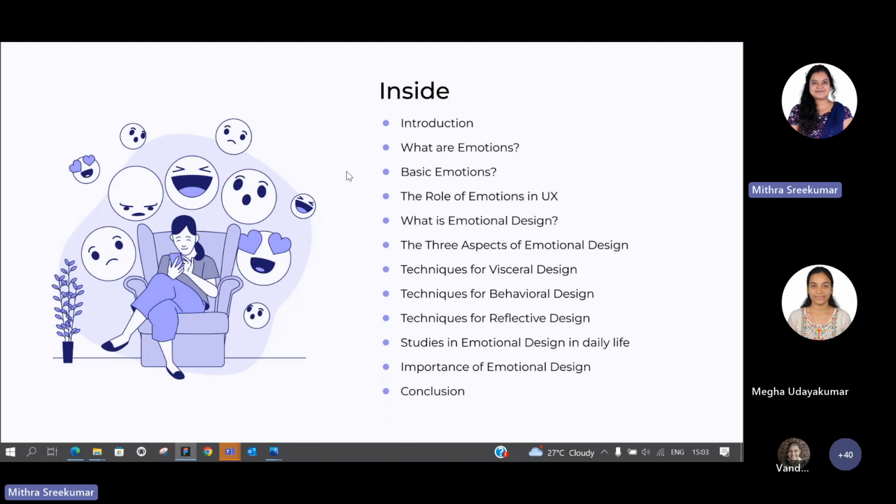My topic today is emotions and UX design. So, these are the topics that we are going to discuss today. Basically, what is emotion, basic emotions, and the role of emotions in UX. What is emotional design and the aspects in that, and also some techniques to develop that emotional design, and what is the importance, as a UX designer, of understanding what emotional design is.